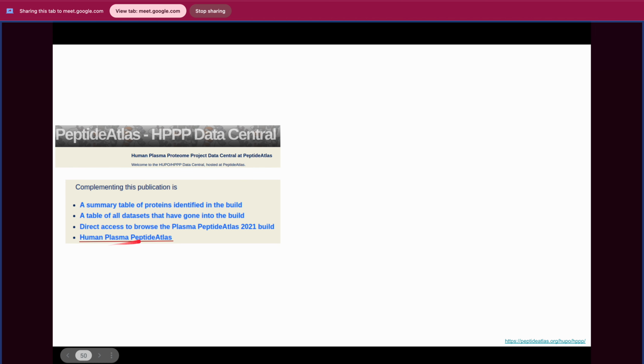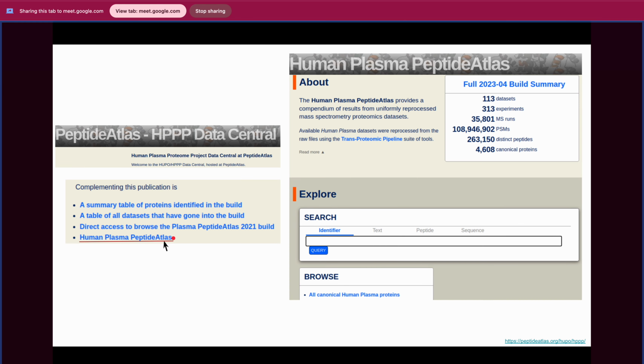And then if we click on Human Plasma Peptide Atlas, it will take us to this homepage, which has a short, brief summary. Firstly, they explain what the Human Plasma Peptide Atlas provides you. Then they give a brief summary of the build, which is the latest build. The latest build was 2023-04, where this part tells the month and this part tells the year, meaning when this data was last updated.